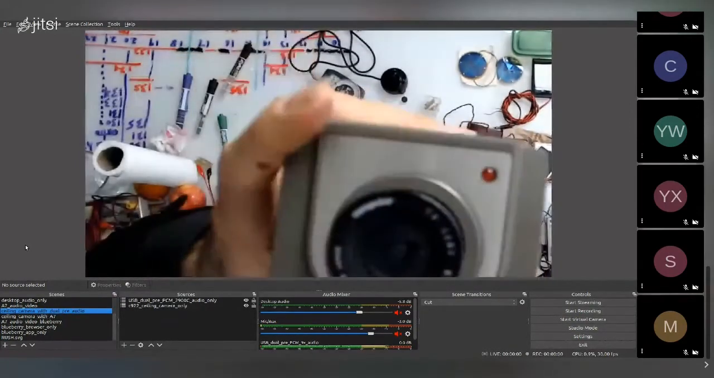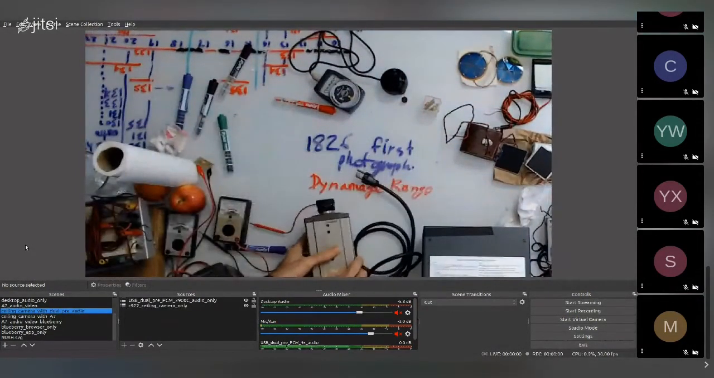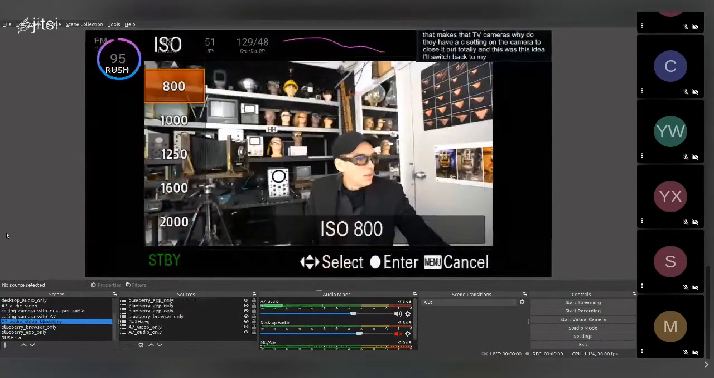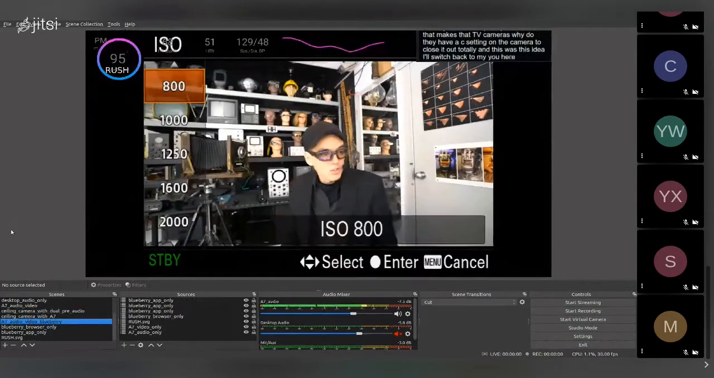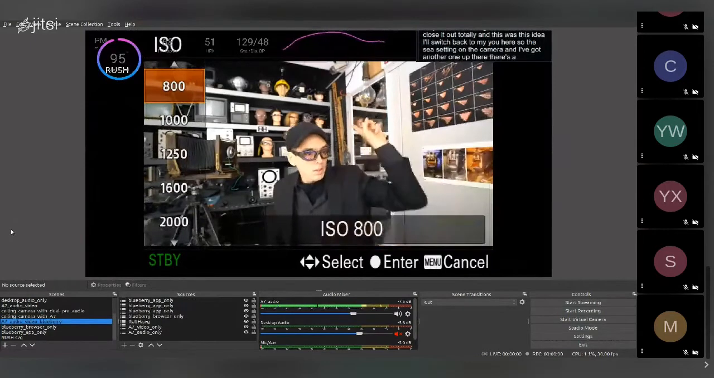And if you look in there, the iris, the leaves actually close completely. So what is it that makes that TV camera? Why did they have a C setting on the camera to close it out totally? And this was this idea, I'll switch back to my view here. So the C setting on the camera, and then I've got another one up there. There's a camera up there behind me.